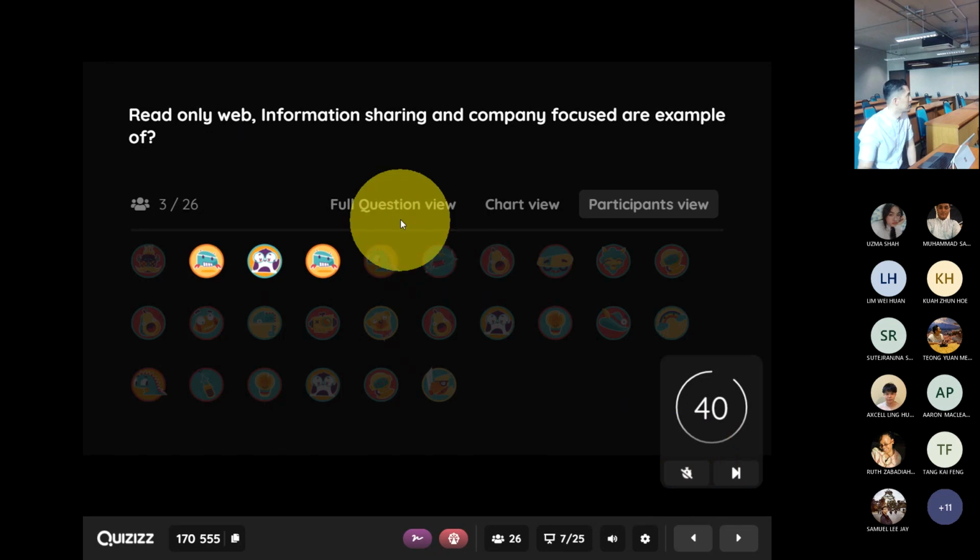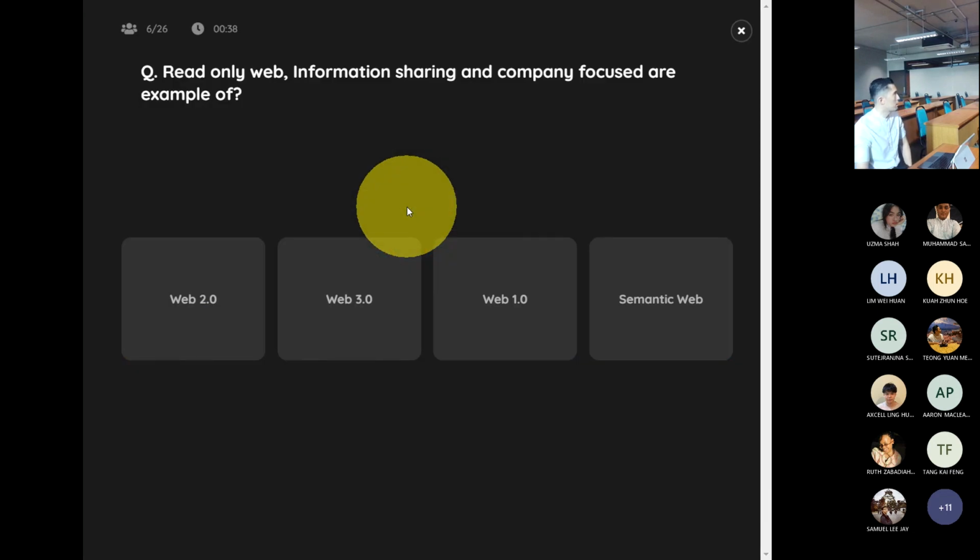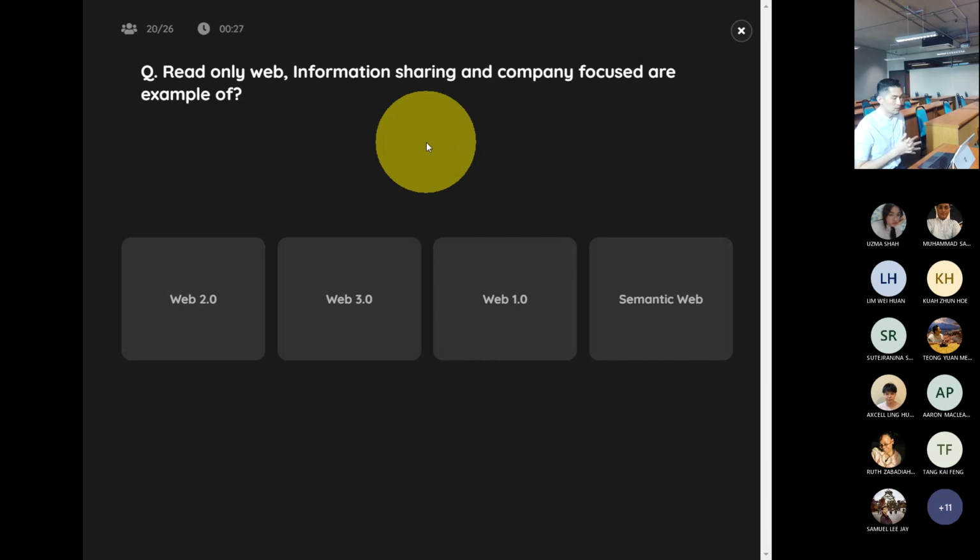Read-only web, information sharing, and company focused are examples of which web? Yeah, read-only, information sharing, and company focused.